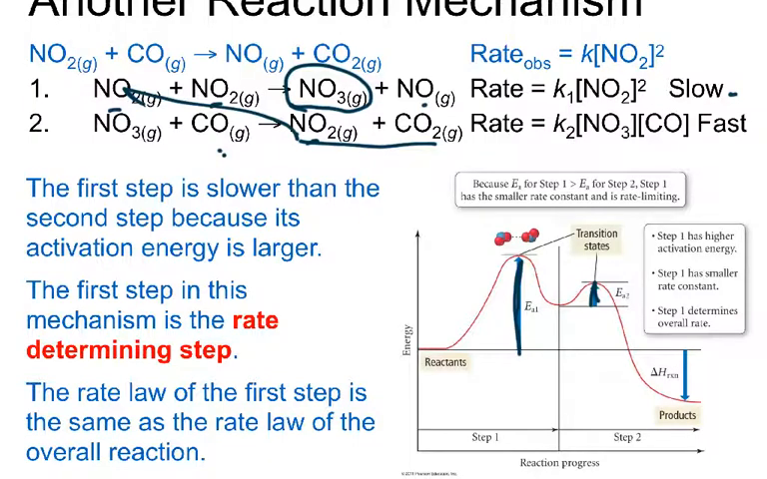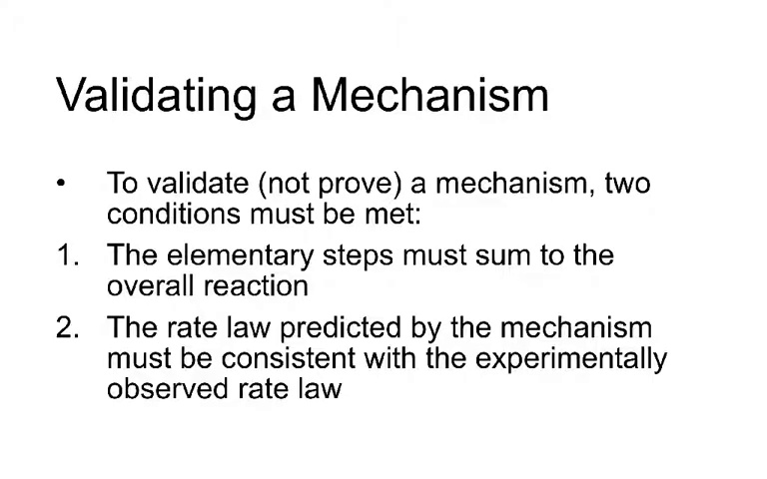And notice we have our rate of our slow step here is a rate constant times NO2 squared, because it's two NO2s reacting with each other. And our overall rate law is the same as our rate determining step's rate law.